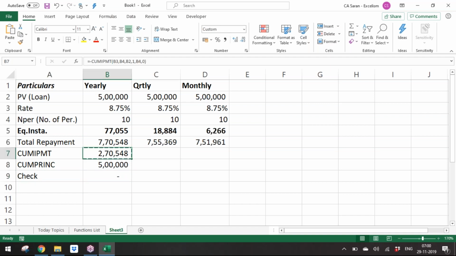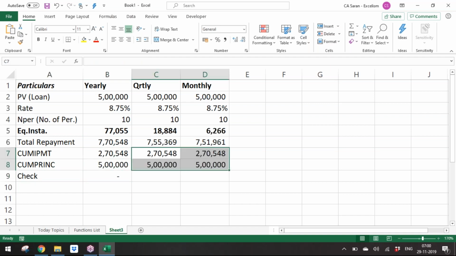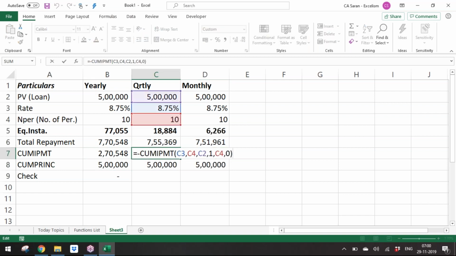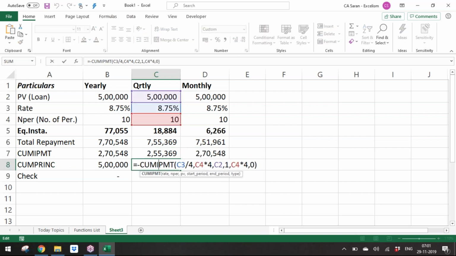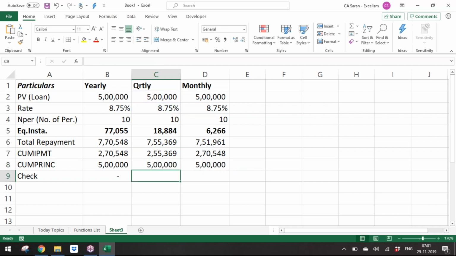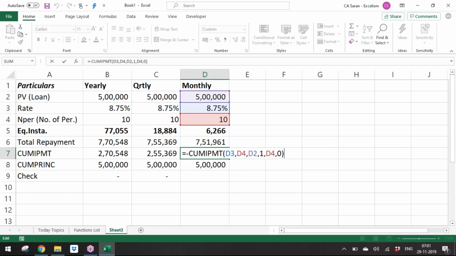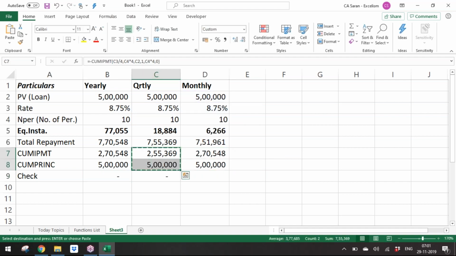Now, what I need to do, just copy the same formula and paste here. You know what may change? It will just change: divided by 4, and how many periods? This into 4. That's all. Exactly the same. Control C, Control V. Now you need to put CUMPRINC, as simple as that. Exactly the check.